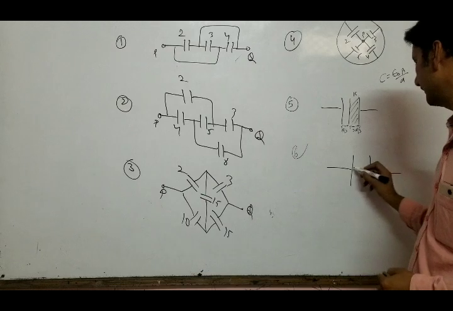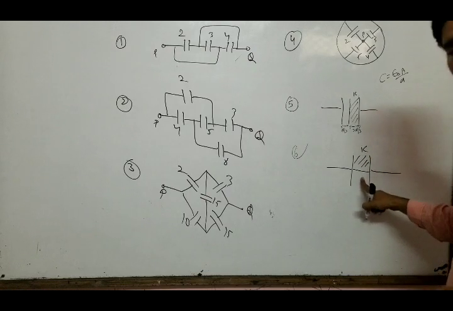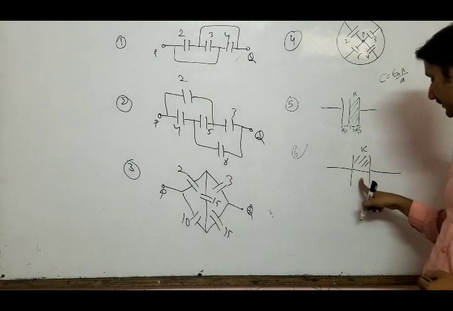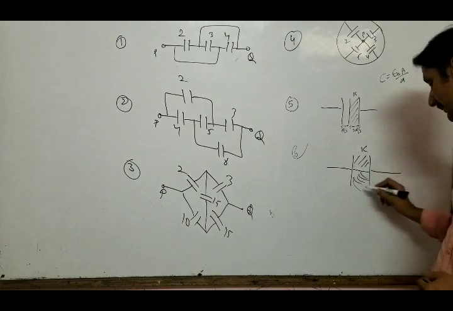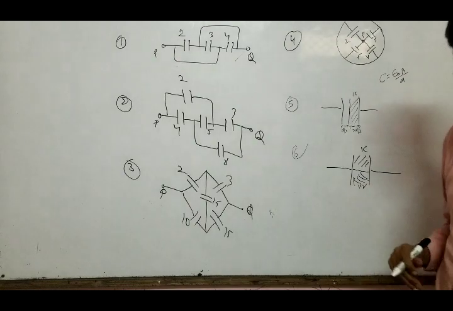The same capacitor, but the upper half is filled with dielectric constant K and the lower half is empty. Or let's say it is filled with some material with dielectric constant K2. Can you solve this?